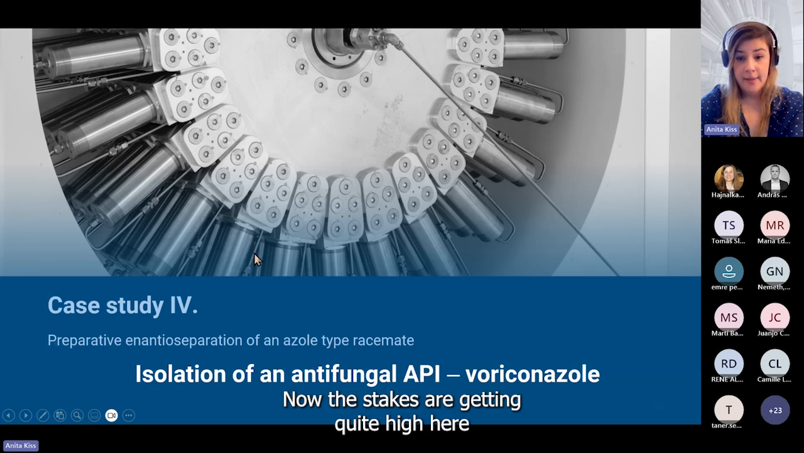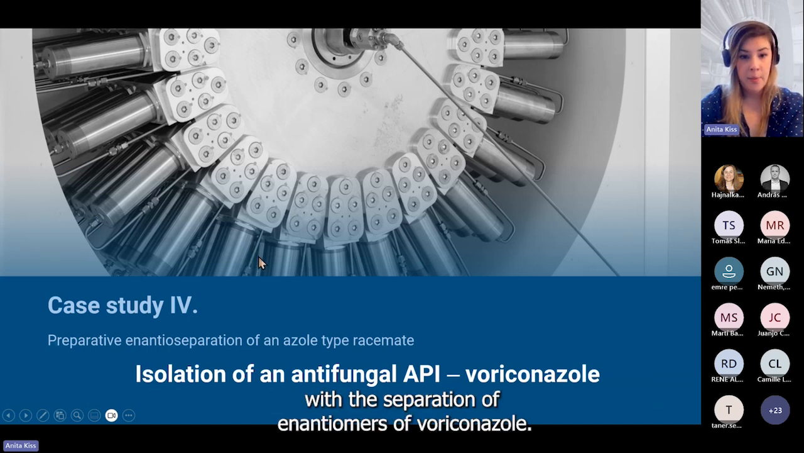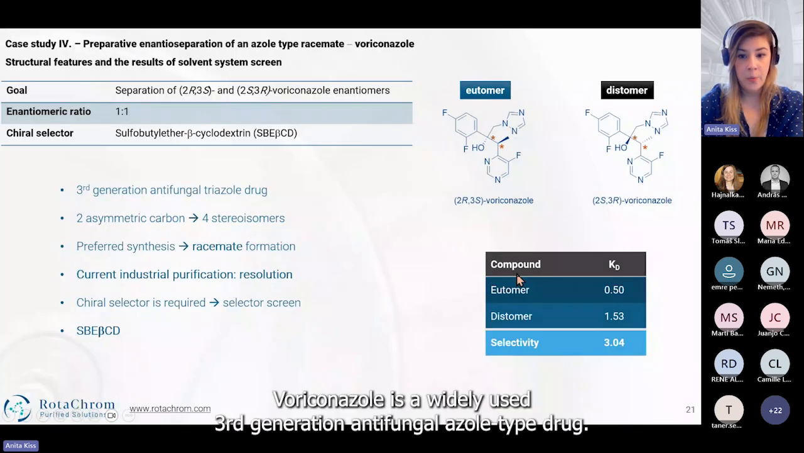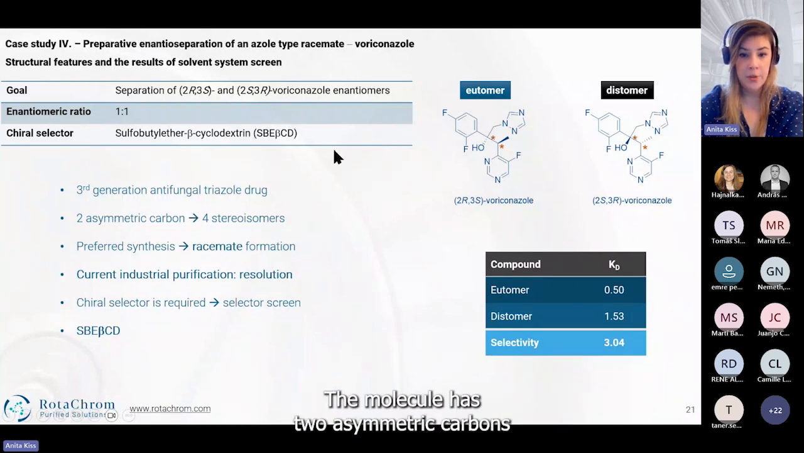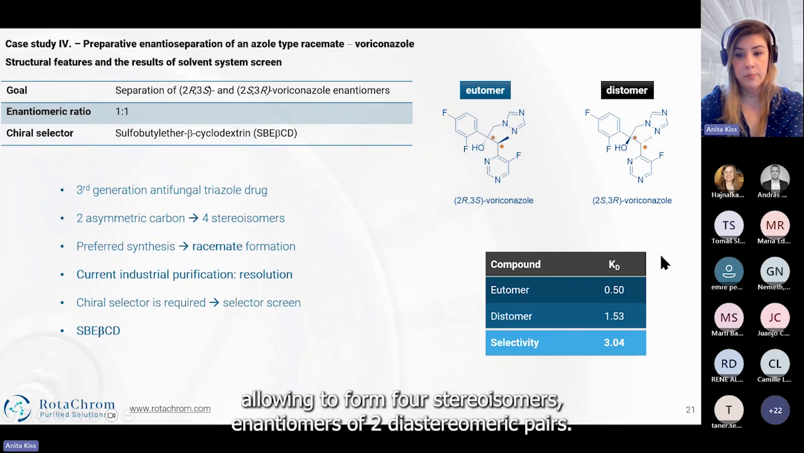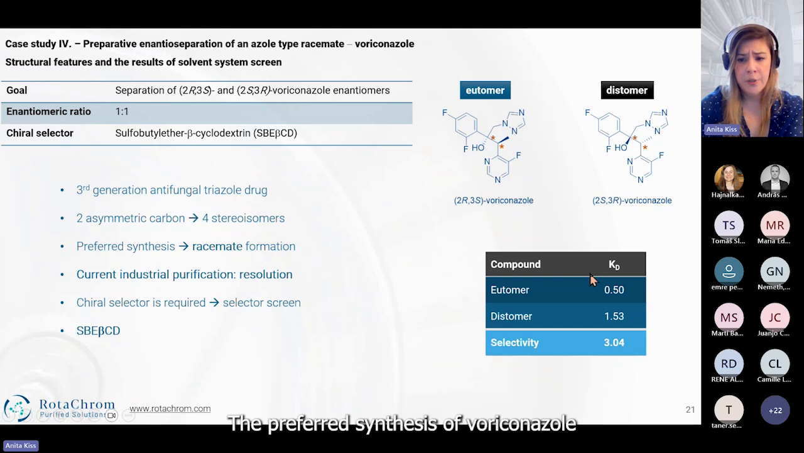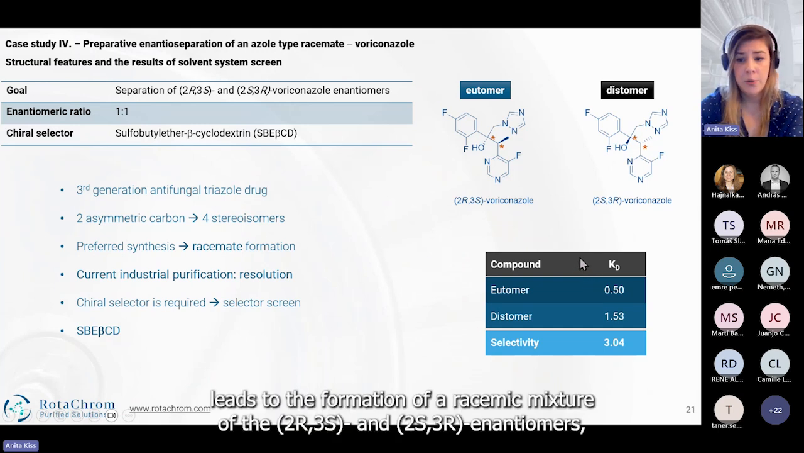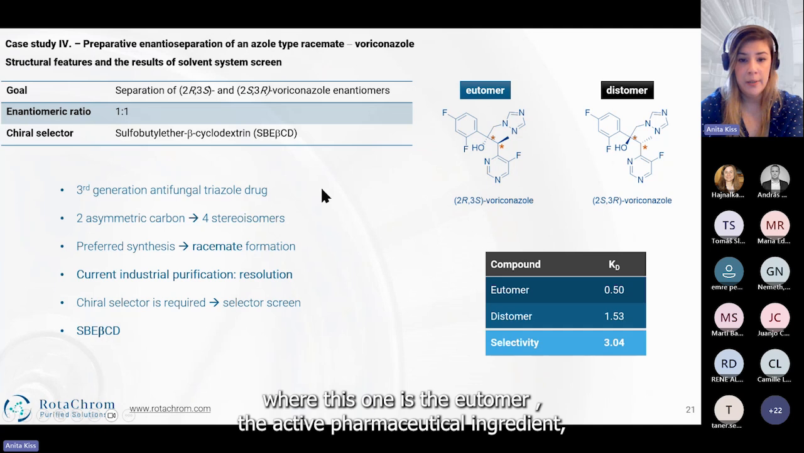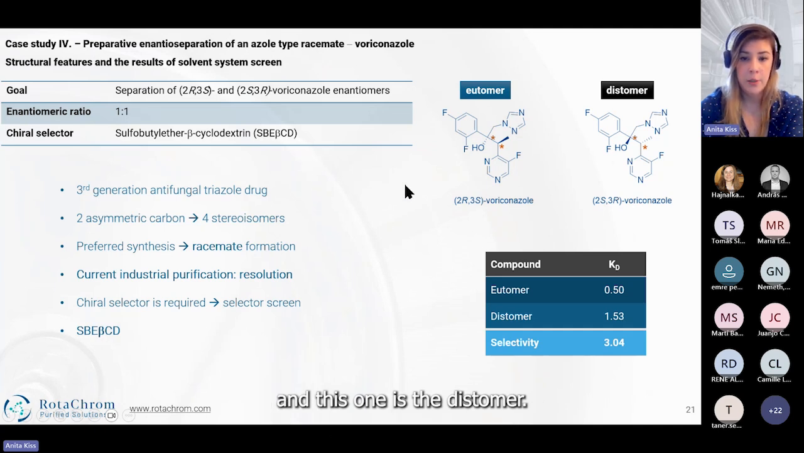Now the stakes are getting quite high here with the separation of the enantiomers of voriconazole. Voriconazole is a widely used third-generation antifungal azole type drug. The molecule has 2 asymmetric carbons, allowing to form 4 stereoisomers and enantiomers of 2 diastereomeric pairs. The preferred synthesis of voriconazole leads to the formation of a racemic mixture of the 2R3S and the 2S3R enantiomers, where this one is the active pharmaceutical ingredient isomer, and this one is the other isomer.